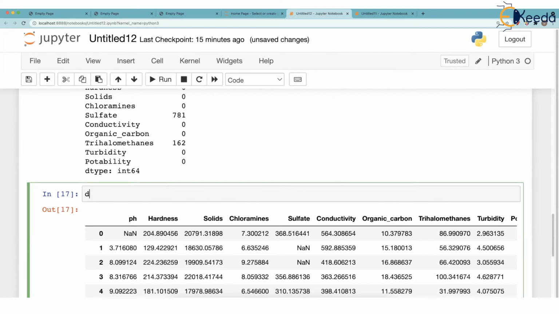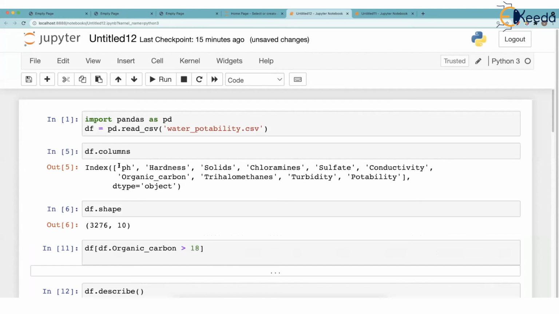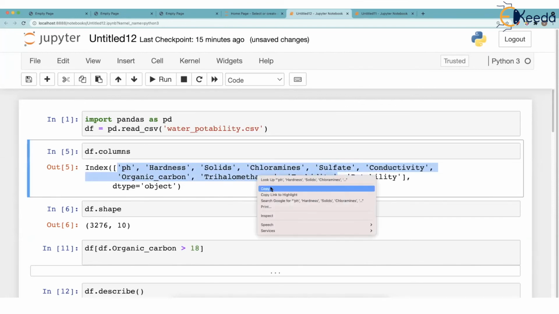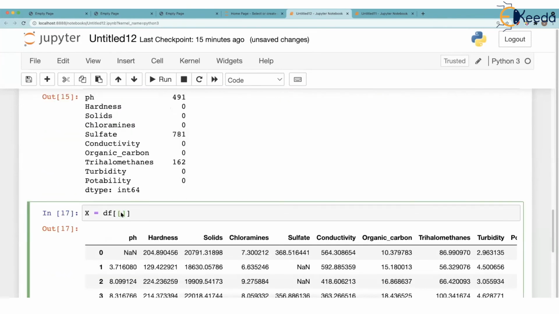Simple. You say capital X is equal to df square bracket, again square bracket, and give a list of columns. So only those columns will be picked from the data frame and the new data frame X will be created. It's very hard to type these column names over here, but you recall we had listed all the columns here. So I'll just copy paste from here, and I will leave out the potability column. These are the list of columns. I'll copy and paste it here. Done.